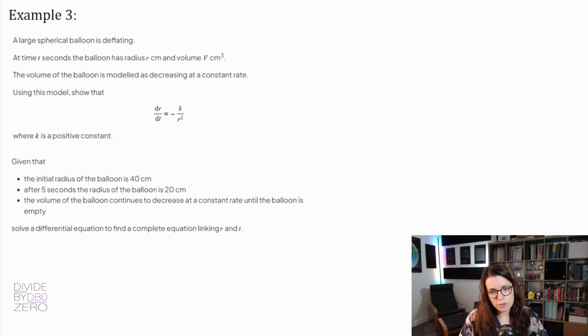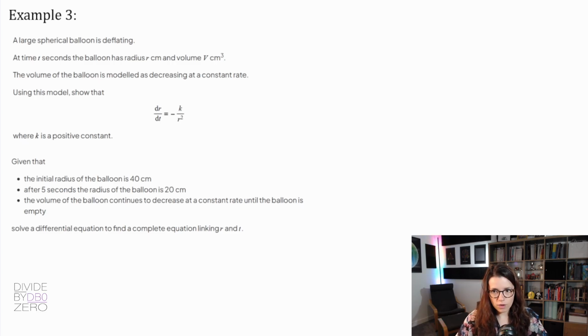Last example, a modelling one. A large spherical balloon is deflating. At time t seconds, the balloon has radius r and volume v. The volume of the balloon is modelled as decreasing at a constant rate. Using this model, show that this differential equation is true, where k is a positive constant. And then there's a second part, which gives us some conditions which we can then substitute into our equation. Let's start with the first part though, so showing that that differential equation is true.